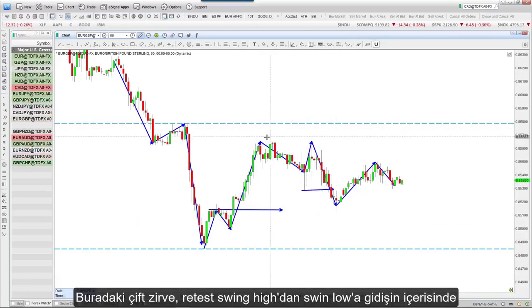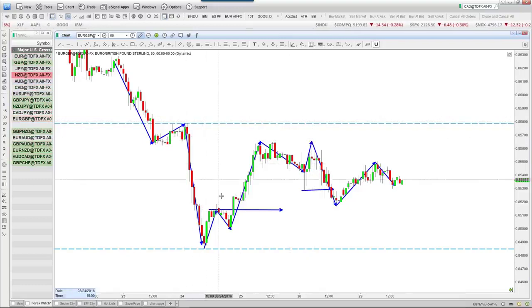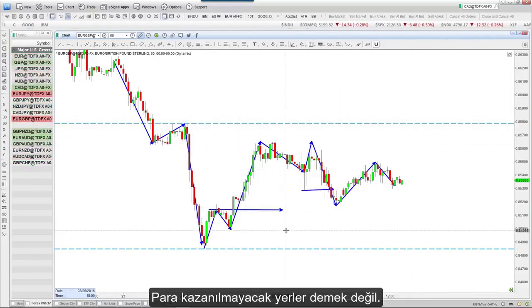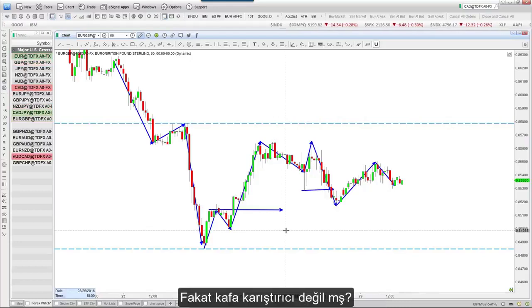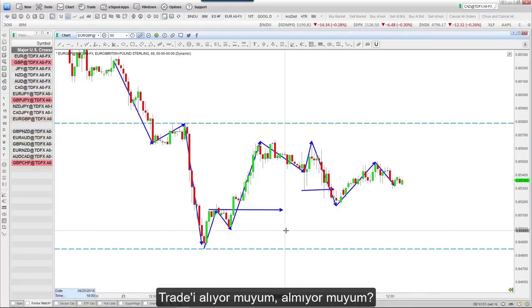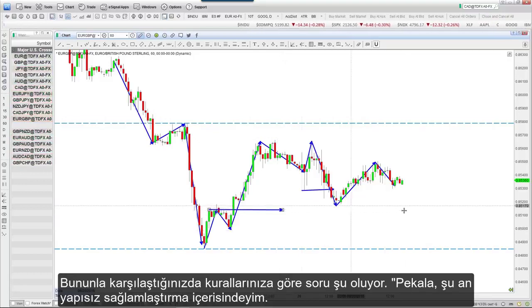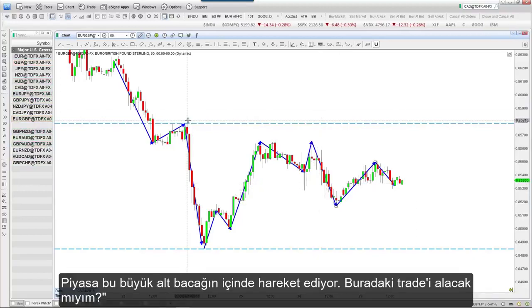This double top here, this retest of the high, happened inside of this swing high to swing low move. It's happening inside of a consolidation area. Doesn't mean there's not places to make money, but it's confusing. It's like, okay, do I take the trade? Do I not take the trade? And the question is going to become in your rules when you encounter this: all right, I'm in a period of unstructured consolidation, the market is moving inside of this last big down leg of the move. Am I going to take trades inside of here?